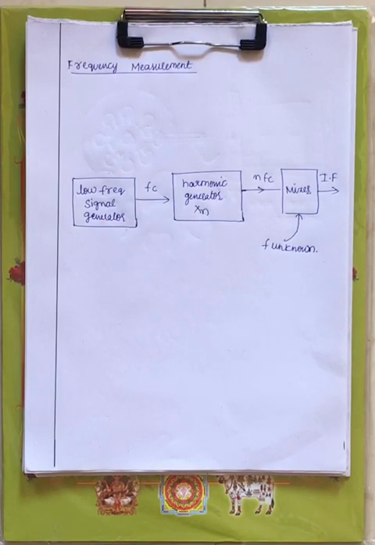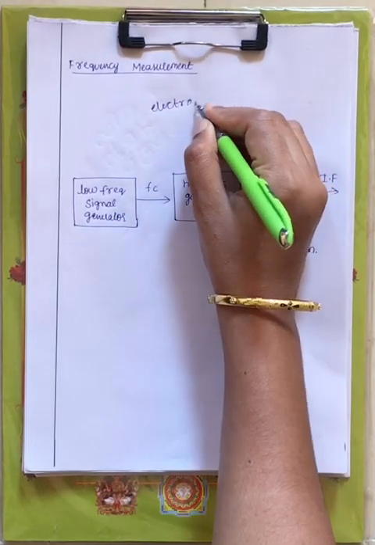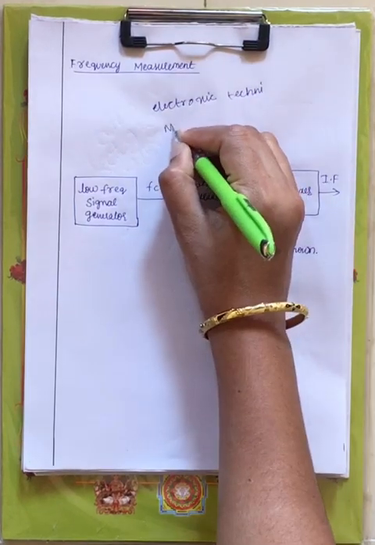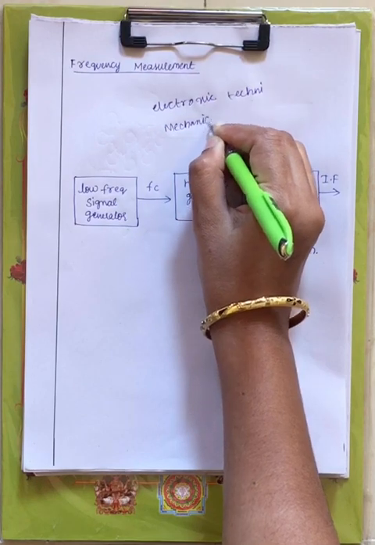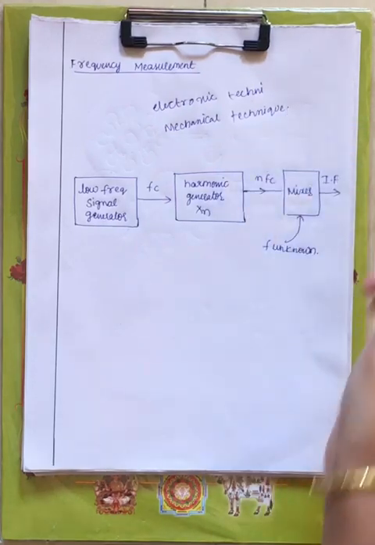Now this frequency measurement is a simple topic under your microwave measurements. The name itself indicates frequency. This measurement is used to measure the microwave frequency. We have two different techniques for measuring the frequency: one is the electronic technique and the other is the mechanical technique. These are the two techniques through which you can measure the microwave frequency.